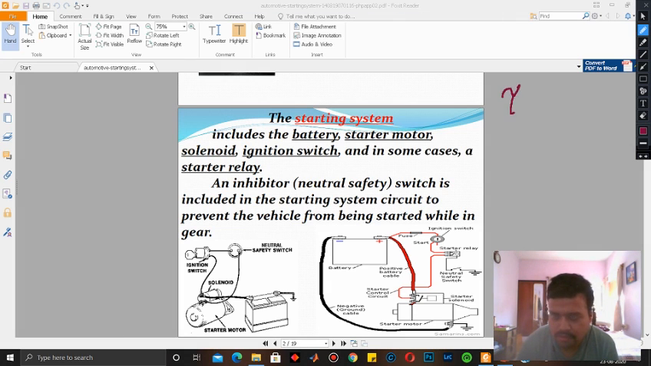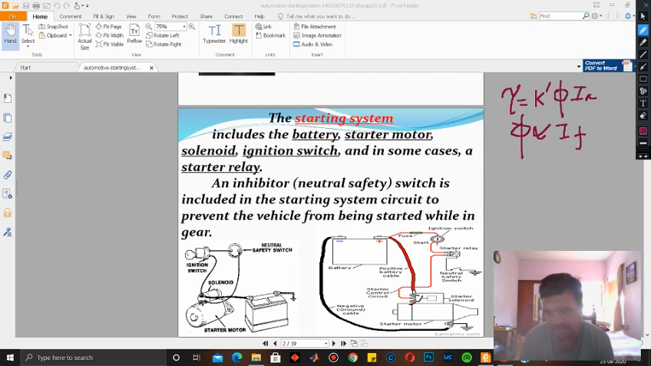So the torque is given by a constant. Let us take it as K dash, because we have renamed it as K1, K, like that. So let this be K dash, that is equal to phi IA. Now the point is, if it is a series motor, then phi will be proportional to IF, that is for all types of motors. But since the field winding is in series with the armature, the field current will be equal to the armature current, so this will be equal to IA.